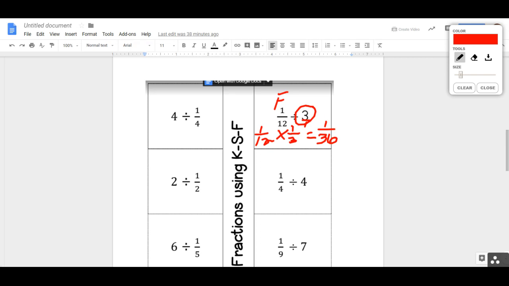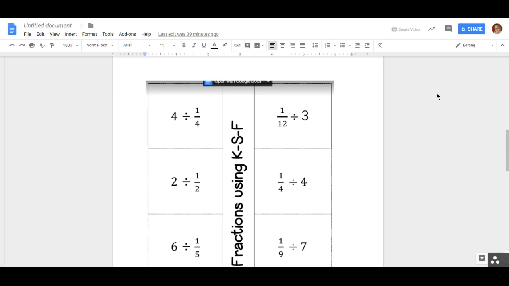All right, next one. What are we starting with? We are starting with a fraction. The fraction is 1/4. We're going to keep it, we are switching this to multiplication, and we are flipping this as a reciprocal. 1 times 1 is 1, and 4 times 4 is 16. So 1/4 divided by 4 is 1/16. All right, I'm going to do one more, and then you're going to do the last one.